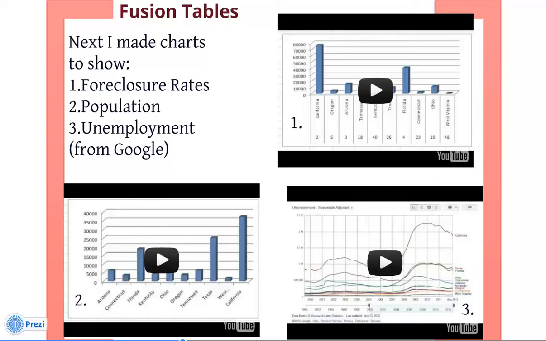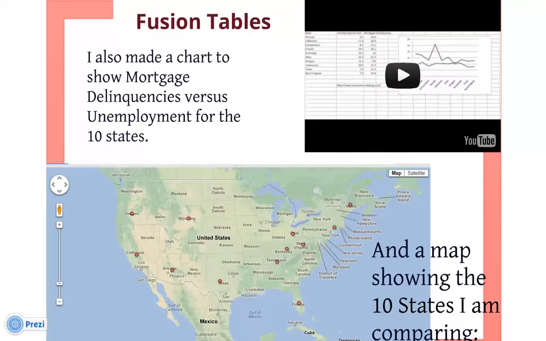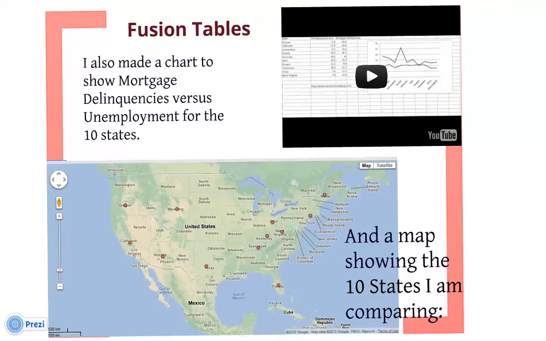One of them shows foreclosure rates, the second shows population, and the third I used from Google and it shows unemployment. And then I made more Fusion tables and charts, and this last one, the last chart shows mortgage delinquencies, and the map shows the 10 states I'm comparing, so you can see which ones I'm using.